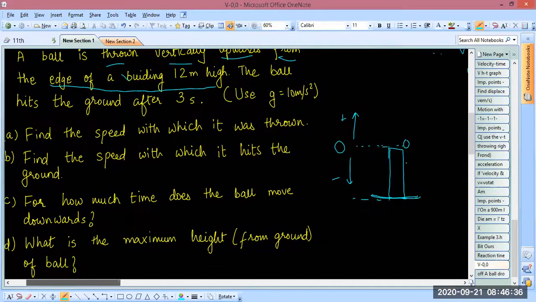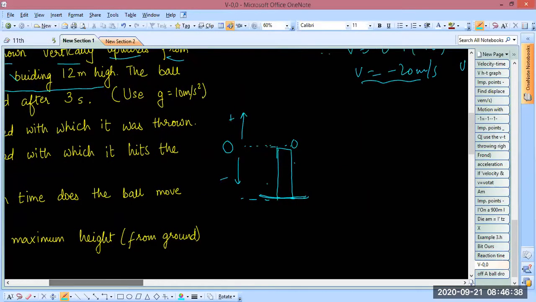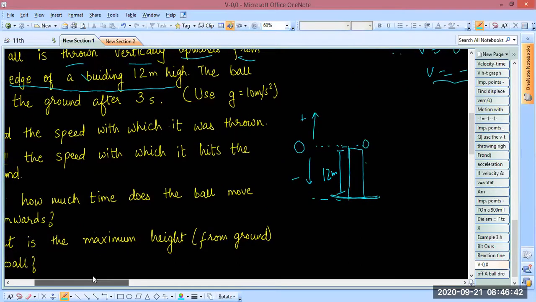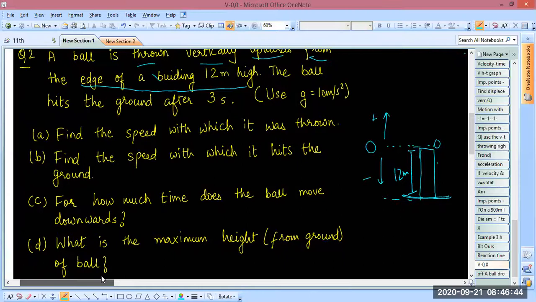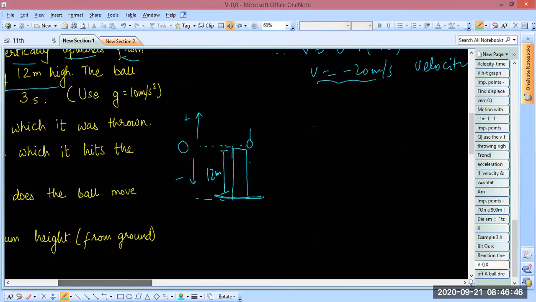Okay, so what's given is this building is 12-meter high, and now we throw the ball, all right, from here. It falls down again. I'm showing it on the side because otherwise it will look like this, and then you'll not be able to see anything. Again, I'm showing it like this, but it doesn't really go anywhere on the side. Remember, it goes on a straight line, but I'm showing it like this. All right, it goes on a straight line only.